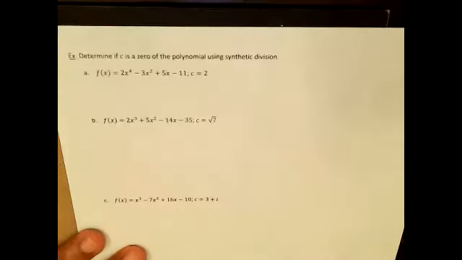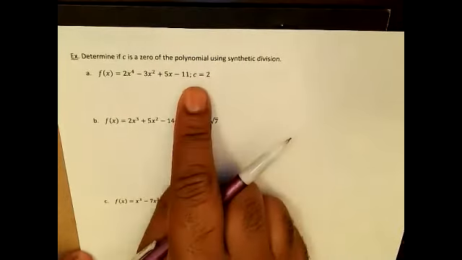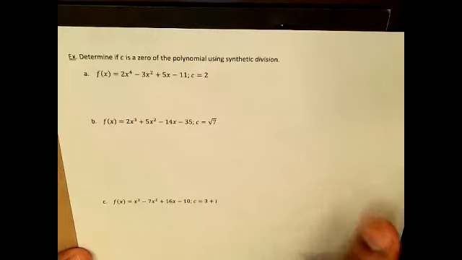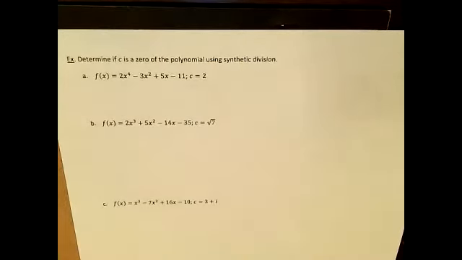So the examples that we're going to do next are examples where I'm going to give you a number and we want to see if that number is a 0 or not. So to figure out if that number is a 0, we just got to figure out the remainder, and we want to see if we get a remainder of 0. Now, to get the remainder here, we're actually going to use synthetic division.